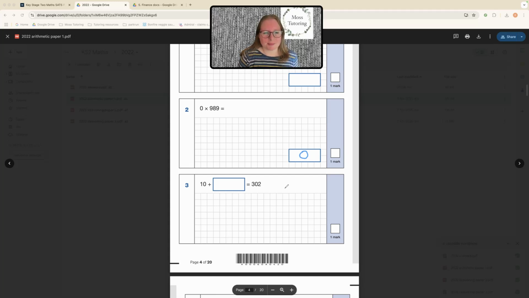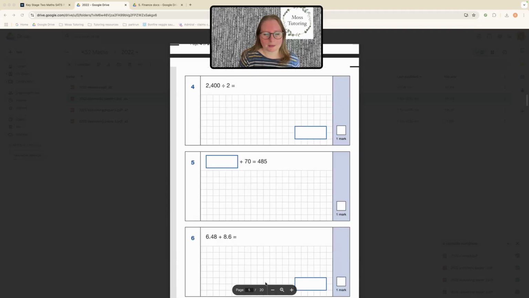10 add something equals 302. Take a quick pause and have a quick go. Okay, this one is showing the inverse. Because it's 10 add something equals 302, I would use the inverse operation to work out the answer. So you do 302, take away 10, which would make 292. Okay, let's have a look at the next one. Number 4, 2,400 divided by 2. Pause the video and have a go.